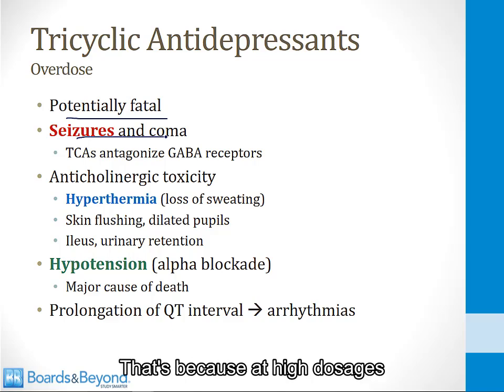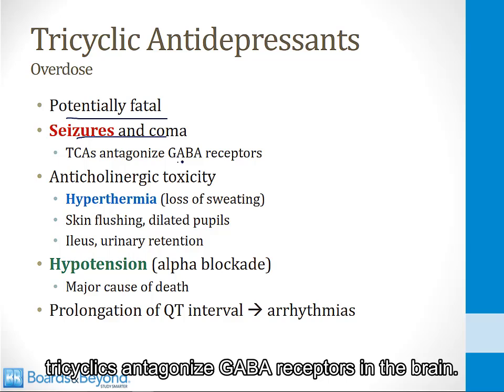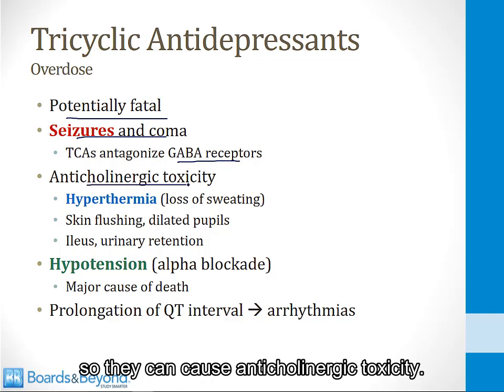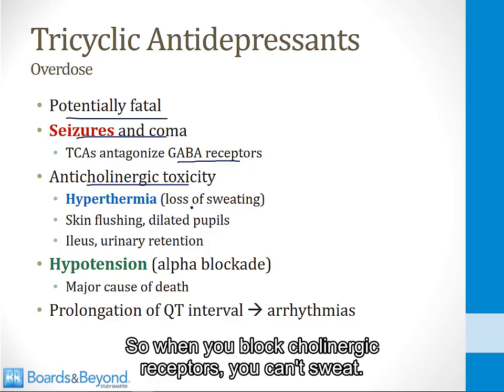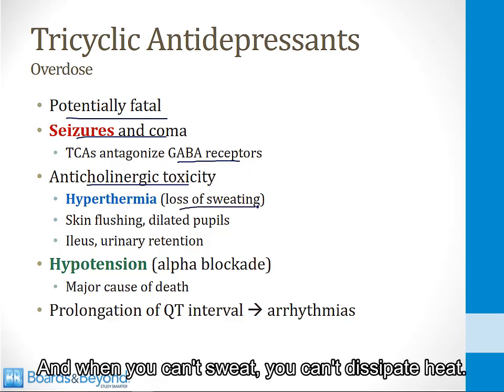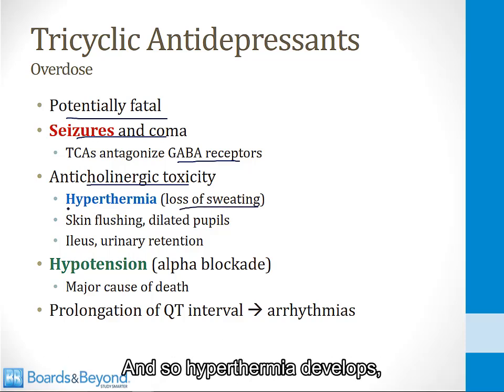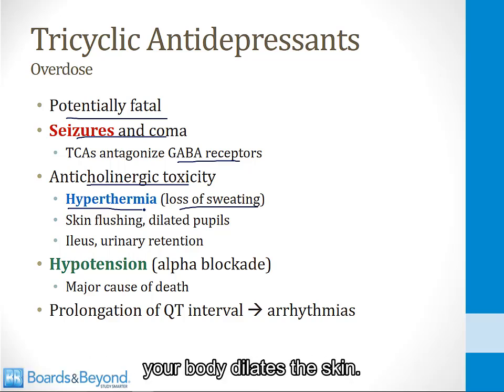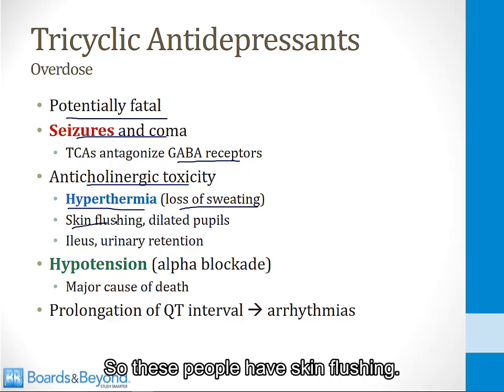That's because at high dosages, tricyclics antagonize GABA receptors in the brain. These drugs also block cholinergic receptors, so they can cause anticholinergic toxicity. So when you block cholinergic receptors, you can't sweat. And when you can't sweat, you can't dissipate heat, so you get very hot. And so hyperthermia develops, and people with anticholinergic toxicity develop a fever. When your temperature starts to go up, your body dilates the skin, so these people have skin flushing.